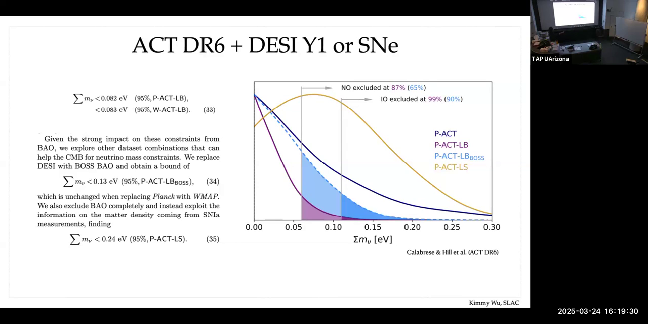The L here, oh, sorry. Right, so this is actually just primary CMB, no lensing. L here is lensing from both ACT and Planck. B means BAO, and the purple B is DESI BAO. The light blue B is BAO from BOSS. And S is supernovae. My takeaway from this plot is that this is the 0.06 eV line, so that's the limit from normal hierarchy, and this is the 0.11 eV line, which is the inverted hierarchy limit.